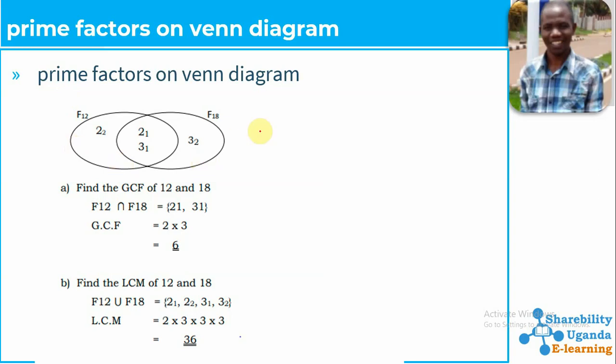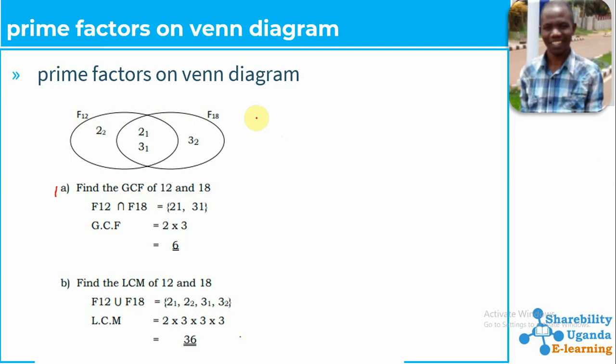Now, what are the related questions that they always ask? The related questions that are always asked are in this form. We have part A here. They are saying find the greatest common factor of 12 and 18, from the method that we have been using, finding the greatest common factor of 12 and 18 using prime factorization.